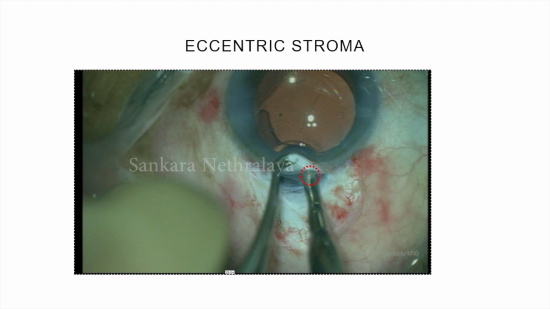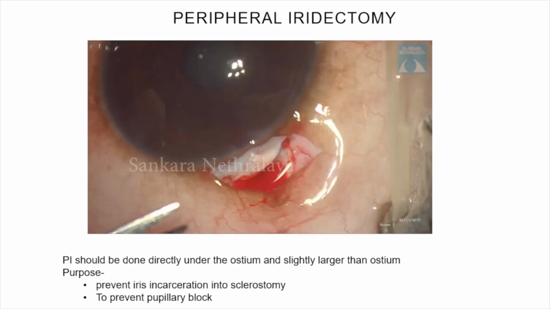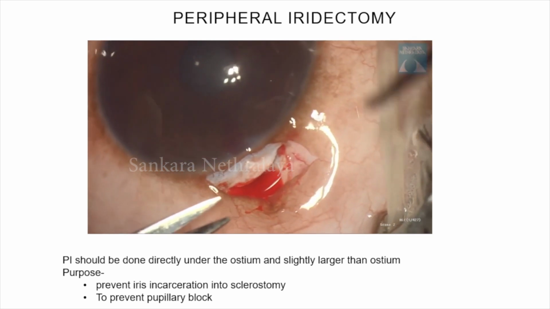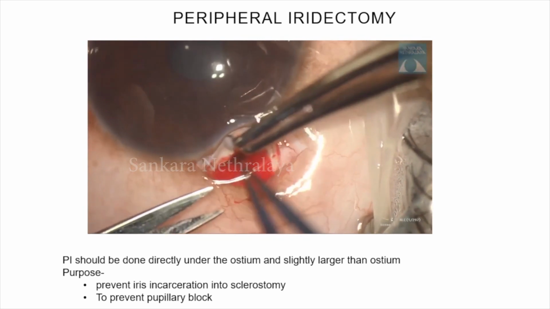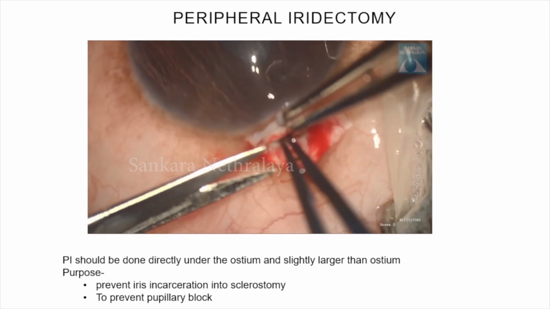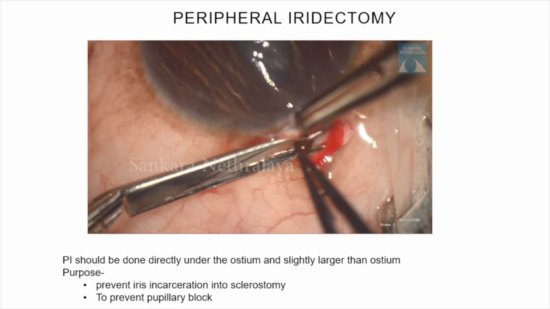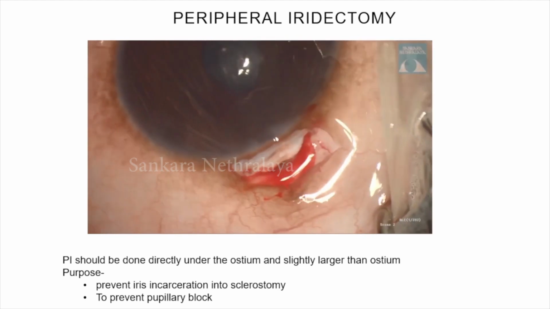So in this figure, we can see the punch is not in the center, so an eccentric stroma is being created. The next step is performing a peripheral iridectomy. The PI should be done directly under the ostium and slightly larger than the ostium. Its purpose is to prevent iris incarceration into the sclerostomy as well as to prevent a pupillary block.